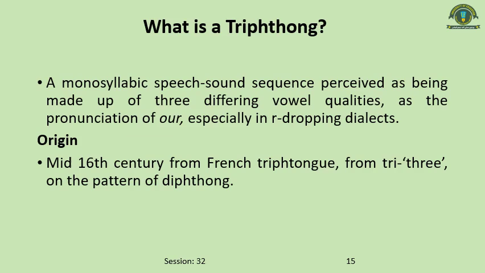So what's its origin? Some linguists believe it comes from the mid-16th century, from French triphthong. That comes from tri, or 3, on the pattern of diphthong. If there are 2 sounds in a diphthong, we can say 3 sounds in a triphthong. This is what a triphthong is. That means 3 vowel sounds together in very simple words. 3 differing vowel qualities. That is the technical answer. And the word is ow. Is it clear?